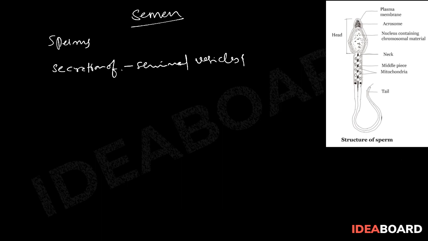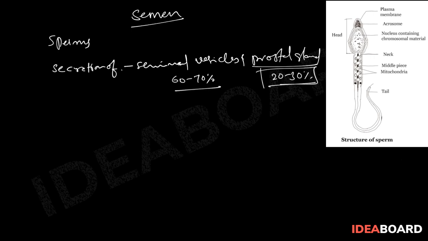The sperms are present in semen. Now we discuss semen. The semen consists of sperms and the secretions of the seminal vesicles and prostate gland. As we already discussed, around 60 to 70% of semen is produced by the seminal vesicles, and around 20 to 30% of seminal fluid is secreted from the prostate gland.